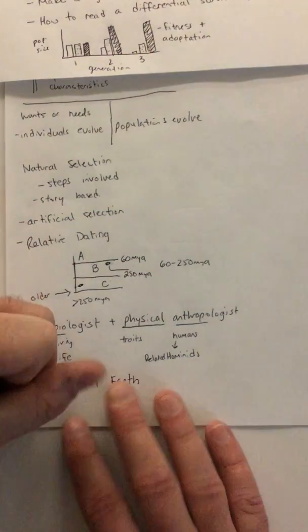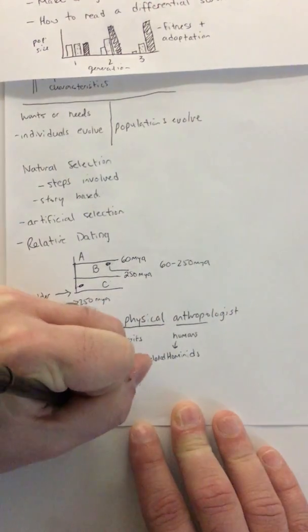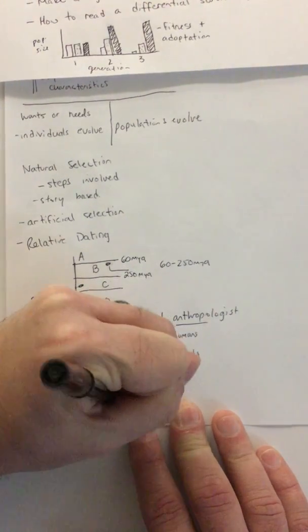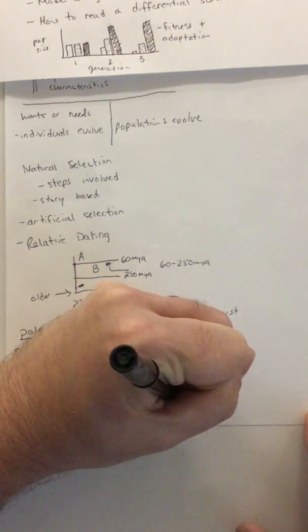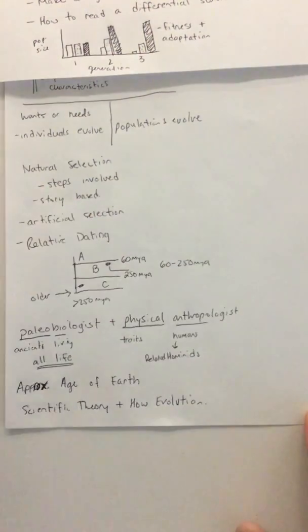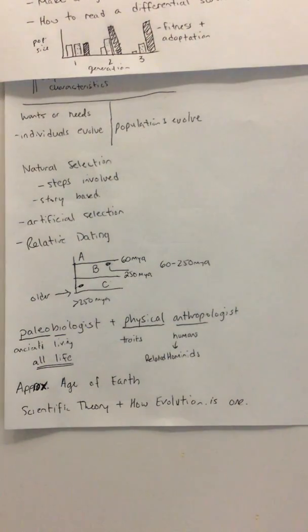Okay, and then you need to know what a scientific theory is, and how evolution is a scientific theory. Okay, so that covers all 42 questions. If you did the study guide, you should realize that all 42 questions are represented by questions within the study guide.